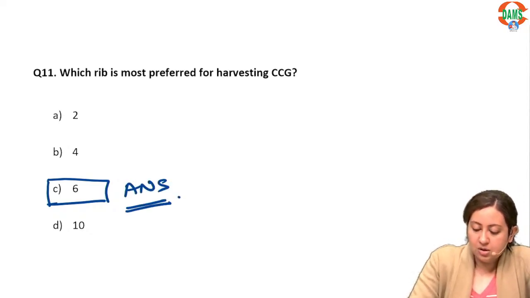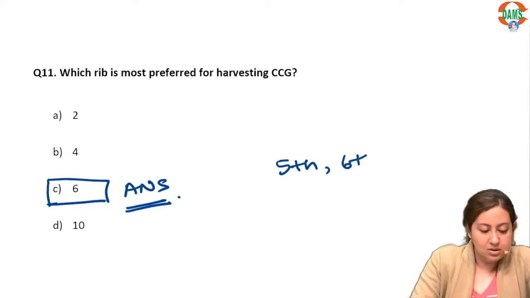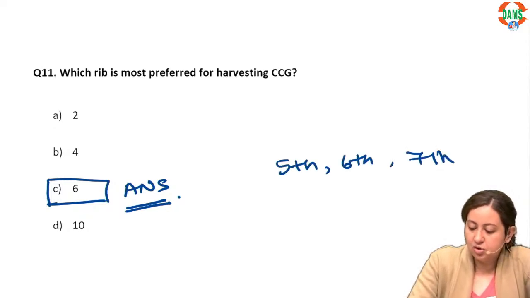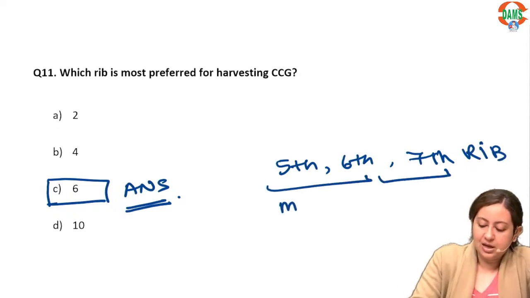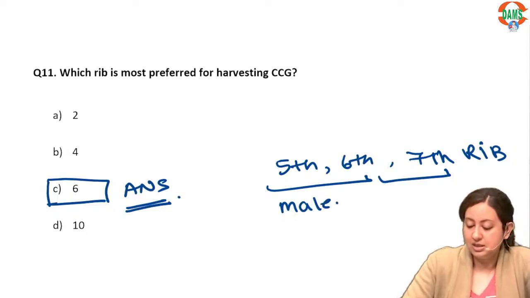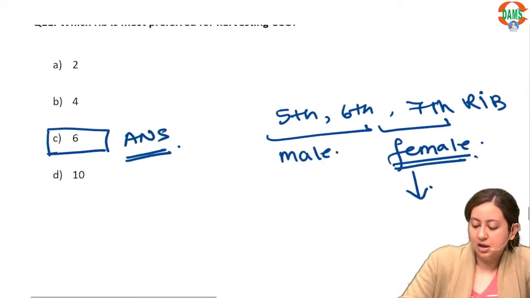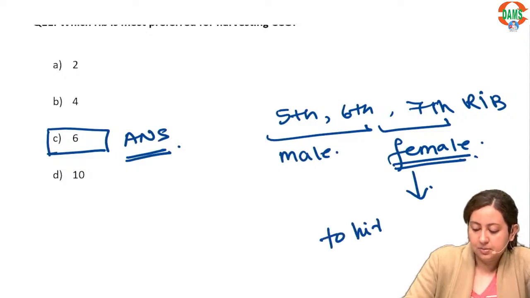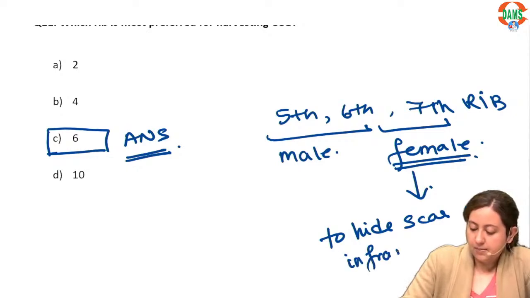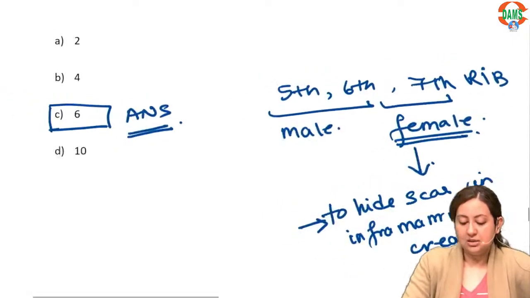Now most commonly used ribs are fourth, sixth, and seventh rib. All right, the fifth and sixth rib are used in male patients and sixth and seventh rib are used in female patients. Why are the lower ribs used in female patients? To hide the scar in the inframammary crease.